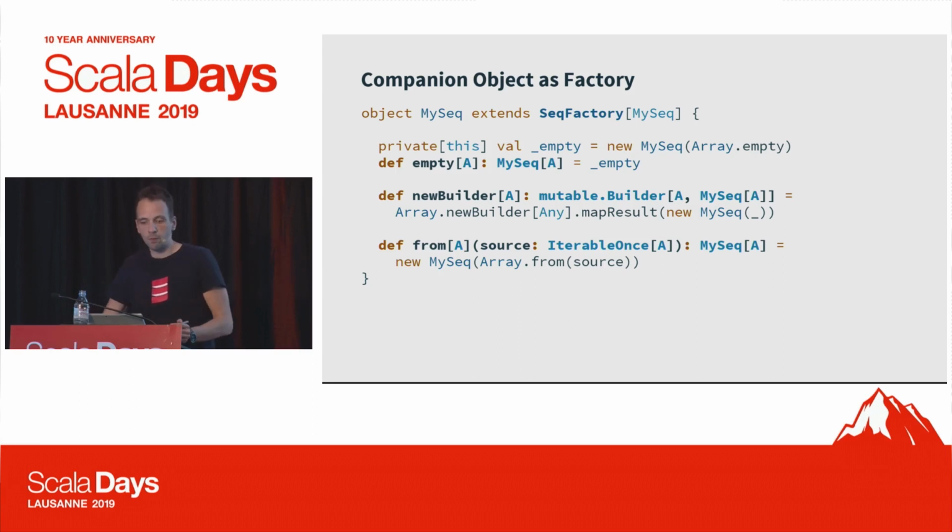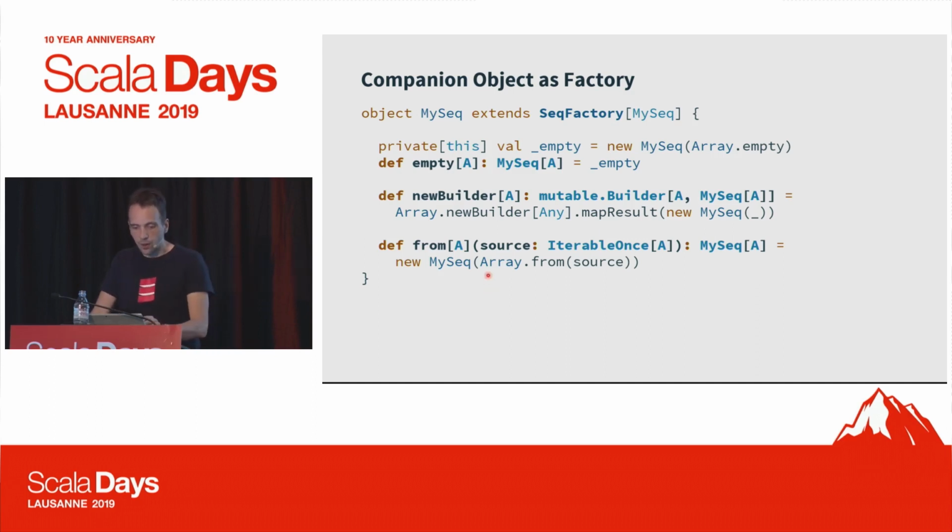The basic one is from, which also allows lazy building. Imagine passing an iterator to from. It takes an iterable once, so you can pass any iterator, and then just returning some wrapper which never consumes the iterator. So this is a lazy collection. This is the way you build it. And you can then later consume the iterator one by one as needed.